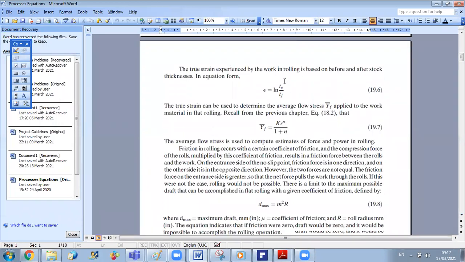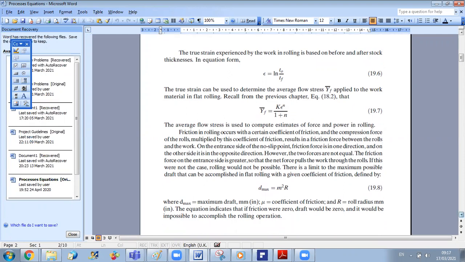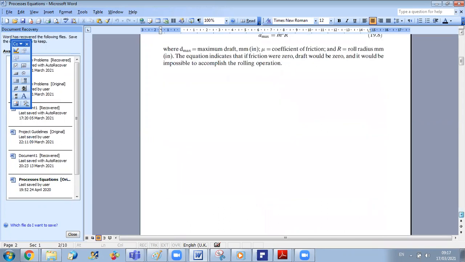So to do these calculations, to know the average force, I need to get epsilon. Epsilon is ln T0 over Tf. So the first step is to get the true strain. Then to find the average stress, I apply the relation K epsilon^n over 1 plus n. And then once I have Y, I can calculate the force per roll.